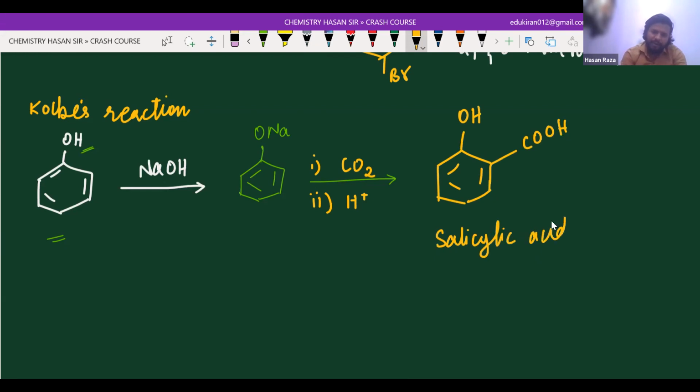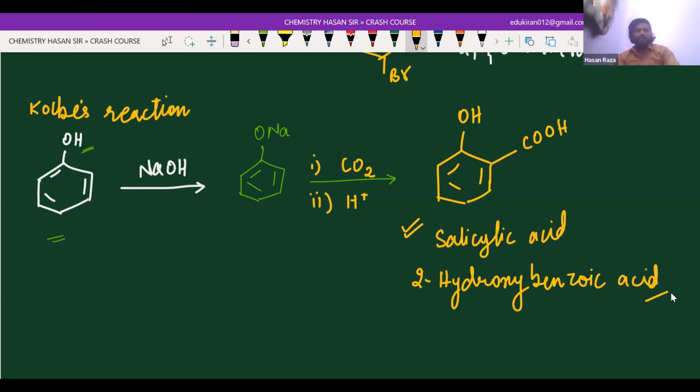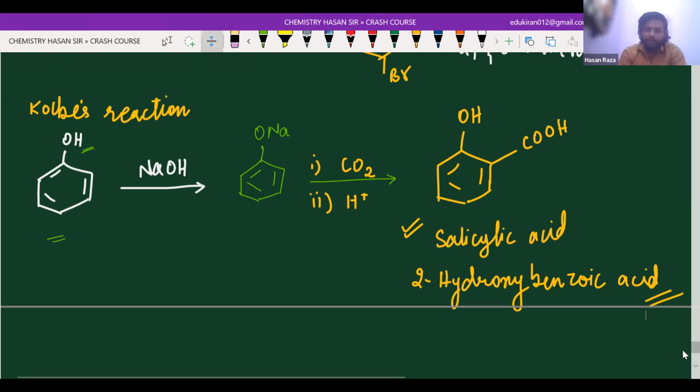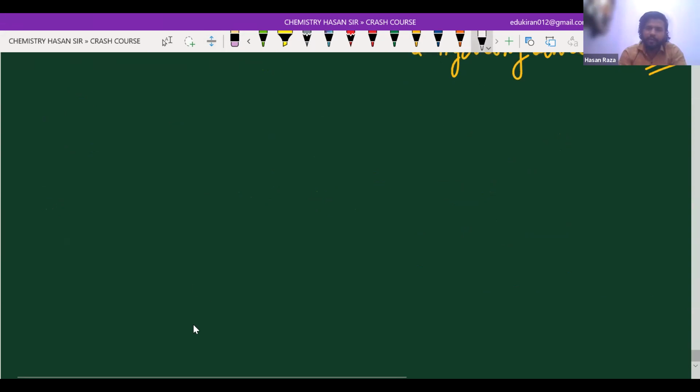Salicylic acid. Basically, when you react with carbon dioxide in the presence of acid, you will be getting carboxylic acid. So this is what we get. Its common name is 2-hydroxy benzoic acid. So this is the Kolbe's reaction. After this reaction, we have the most important chemical reaction, name reaction of this chapter, that is Reimer-Tiemann reaction.